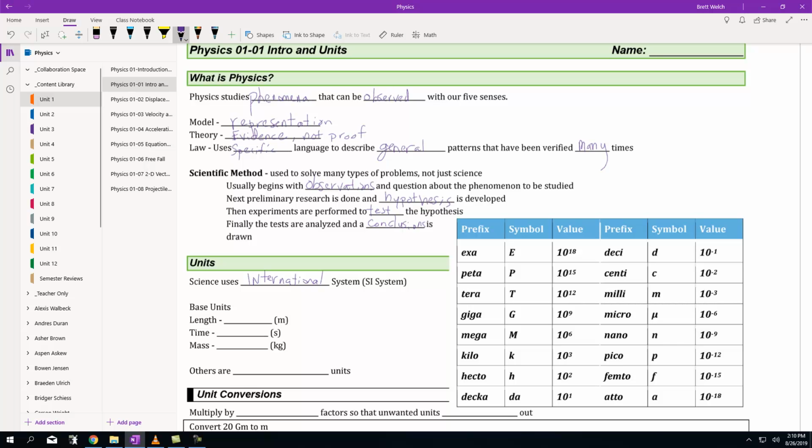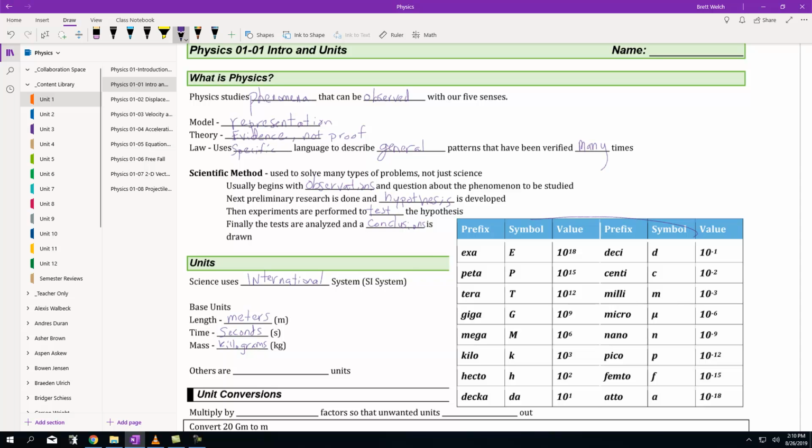Our base units that we use for the international system would be length, which is measured in meters. Then time would be measured in seconds. Mass is measured in kilograms. And you can see those units off to the side.